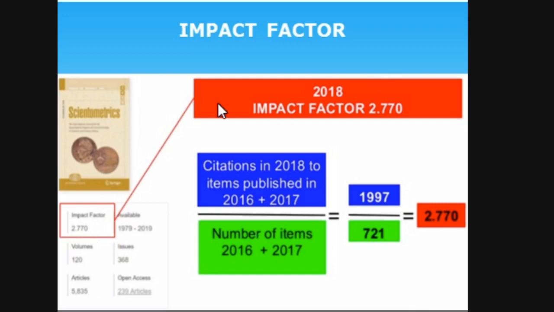So for 2018, what is the citation? For 2018, you have to take the citations in 2018 to the items published in 2016 and 17. The number of items in 2016 and 17 is 721. So they are taking the number of papers published in 2016 and 17, that is 721 items. The citations received by these 721 items in the year 2018 is 1997. So when you divide this, you will get 2.7.